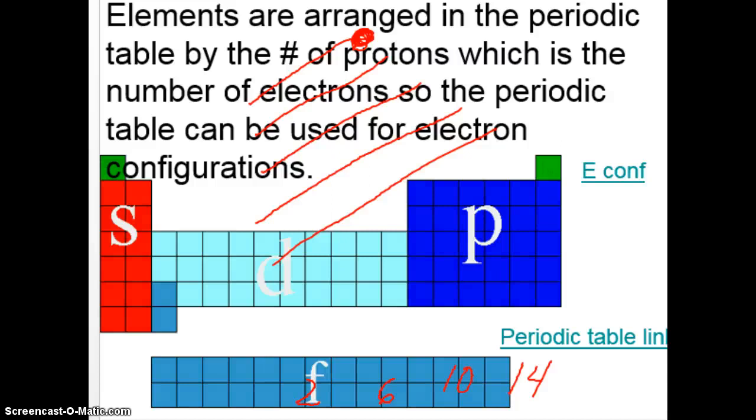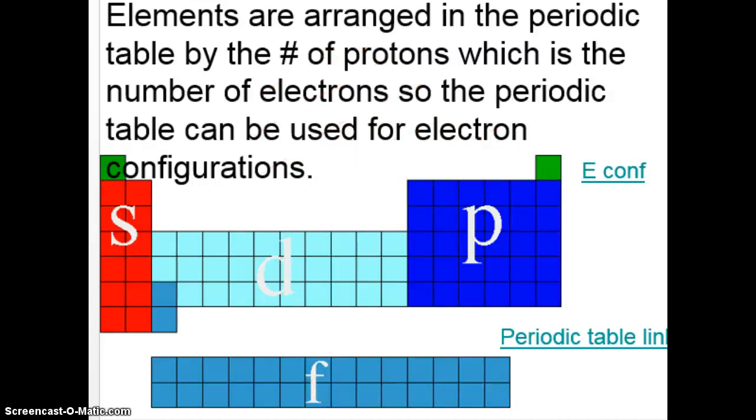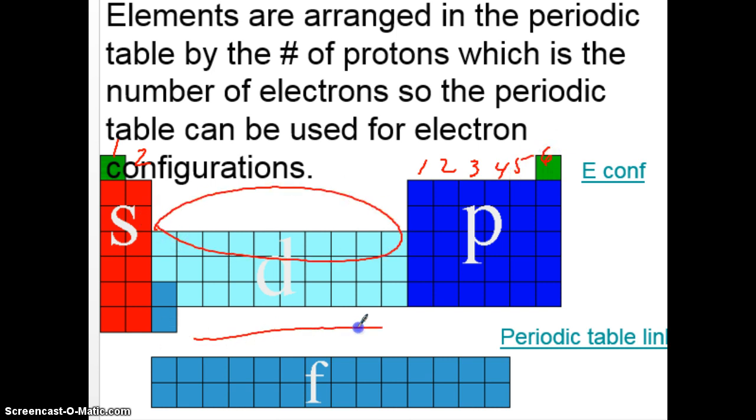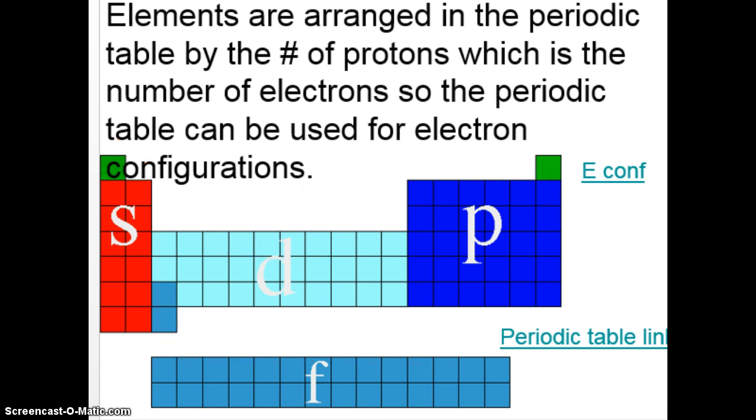There are, let's see, there's 1 column here and 2 columns there. So that's why the S goes up to 2. The P has 1, 2, 3, 4, 5, 6 columns. The D, if you count them out, has 10 columns, and the F has 14 columns. So that's why we have the certain numbers for each letter.